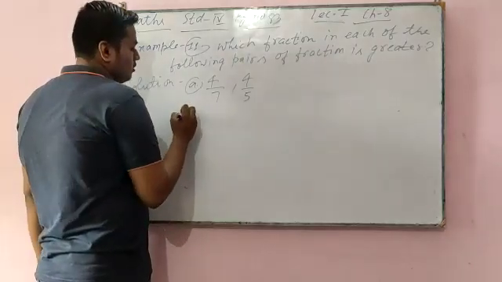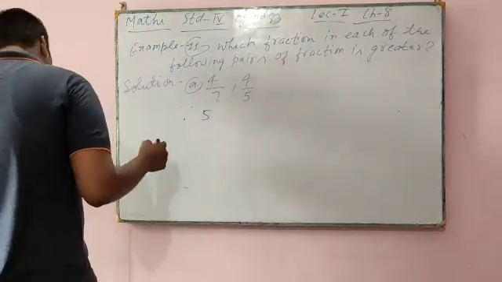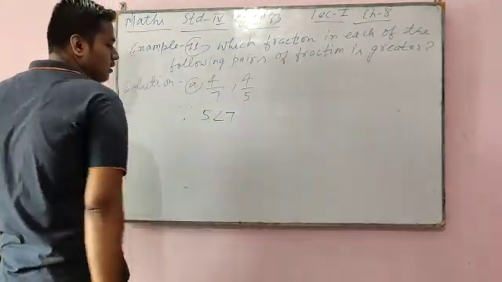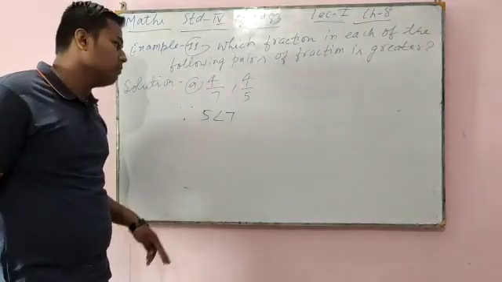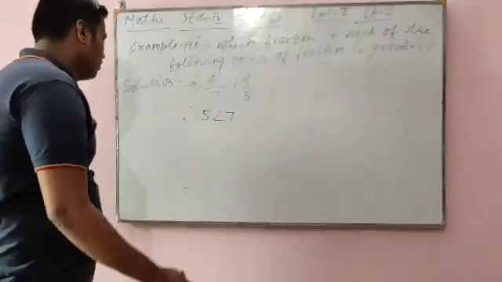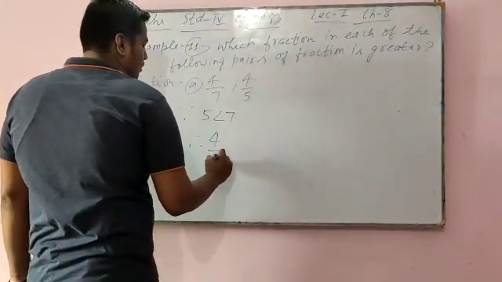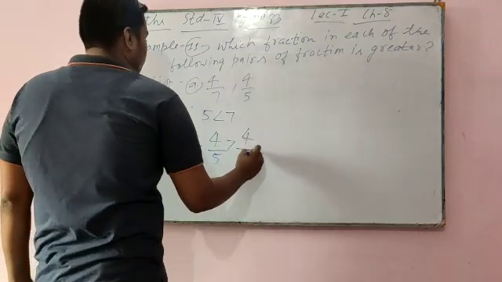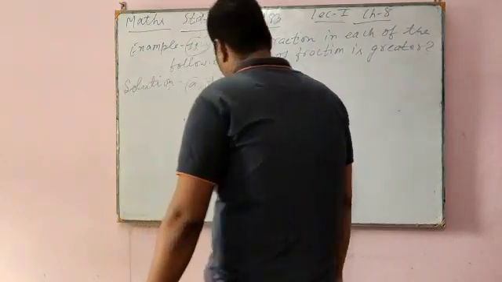So since 5 is less than 7, because the numerator is same, we cannot compare it, so we will compare the denominator. Here 5 is less than 7, so therefore 4 by 5 is greater than 4 by 7.